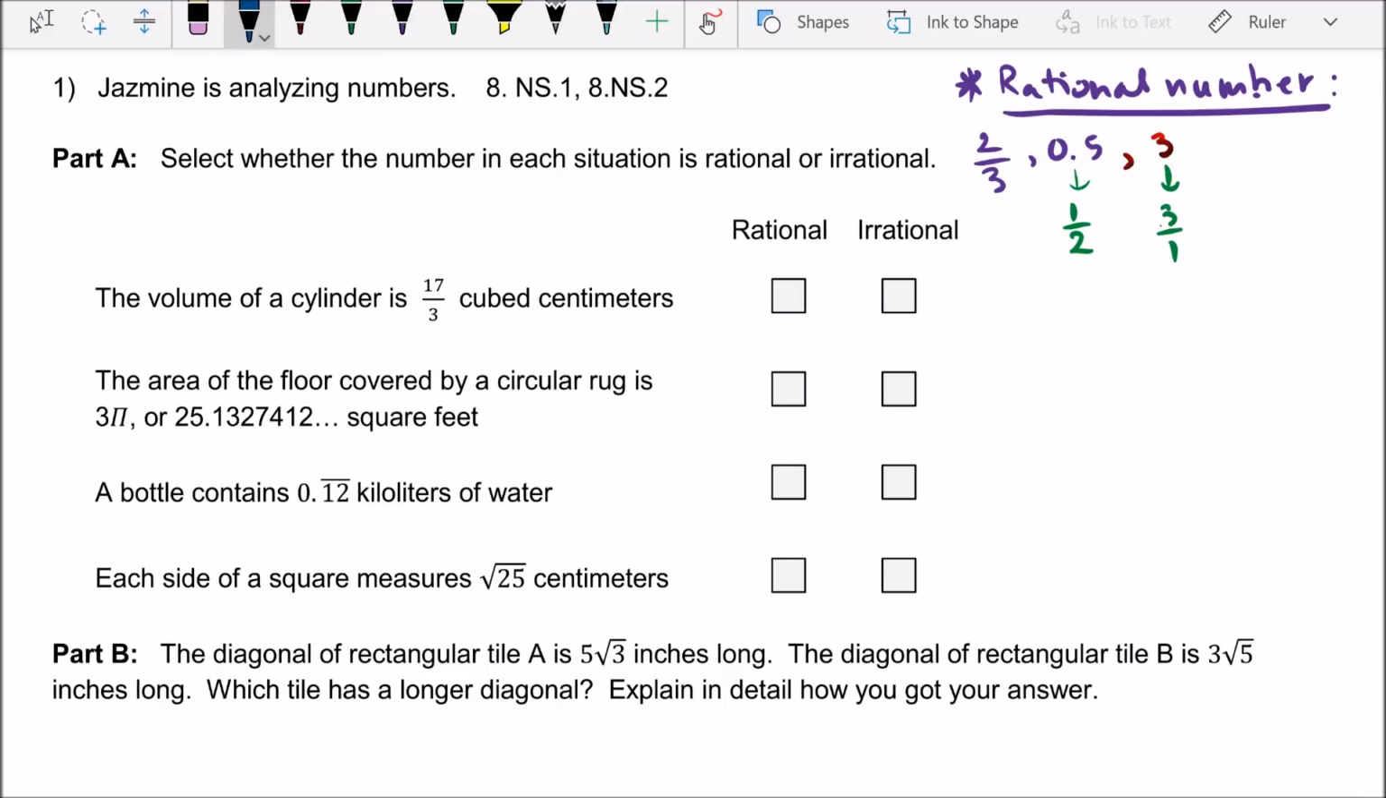And let's say I have the square root of 4. The square root of 4 is 2, and 2 can be written in fraction form, which is 2/1. So the square root of 4 is also a rational number. And what are irrational numbers? An irrational number is basically a number that is not rational.